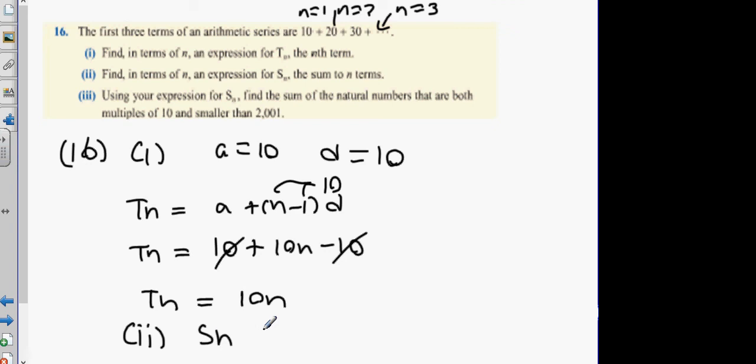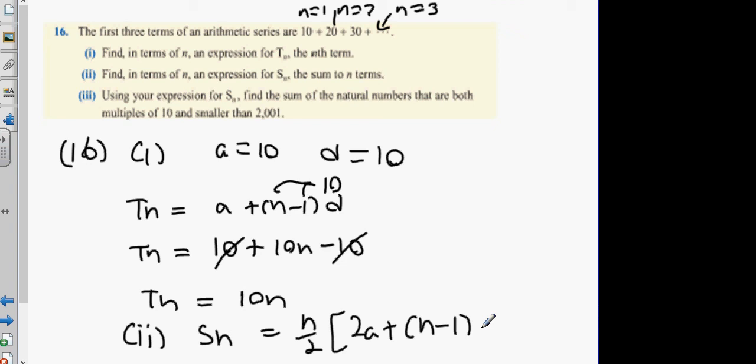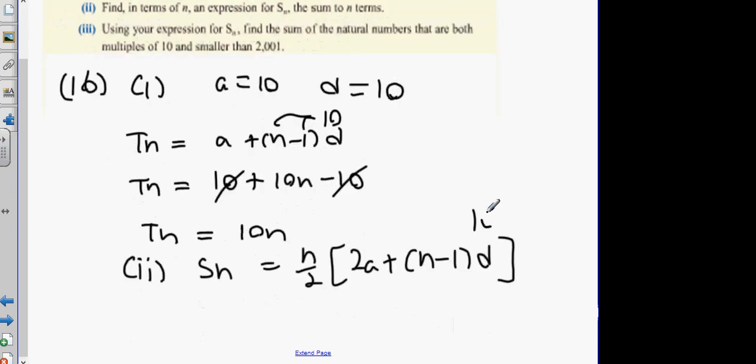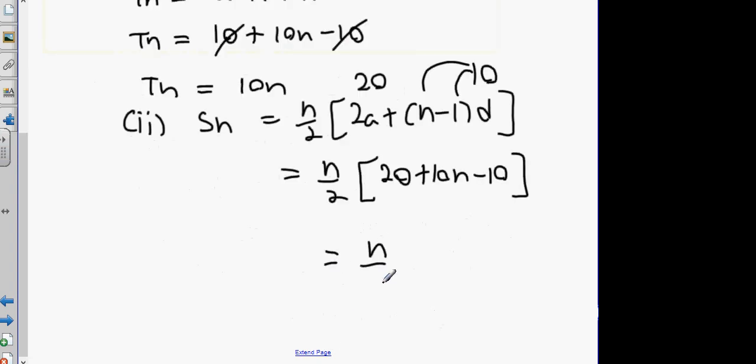The formula for S of n, once again, is n over 2, bracket 2a plus n minus 1 times d. In this question, we know that d is 10, and we know that 2a is 20. So we're going to get n over 2, bracket 20 plus 10n minus 10. And then what we're going to get is n over 2 into 10 plus 10n.